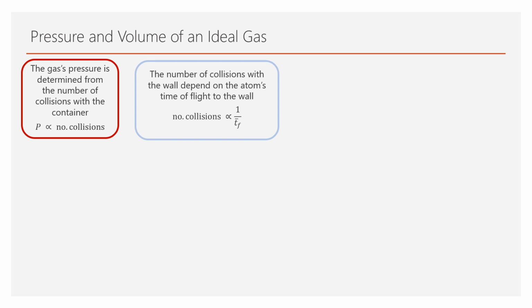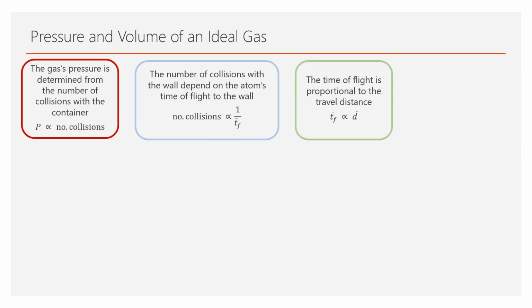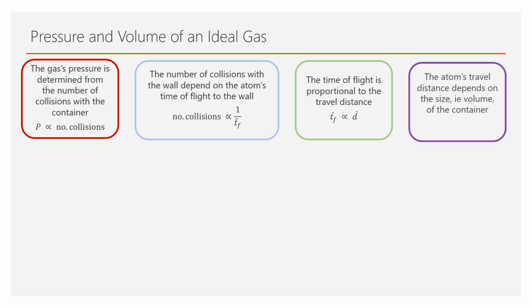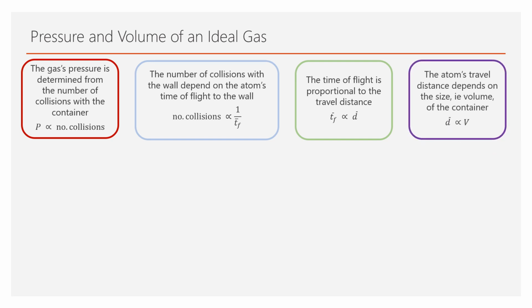Longer times will mean there are fewer collisions, and so the number of collisions is inversely proportional to the time of flight. The time it takes a molecule of gas to reach the wall will depend on the traveled distance. Longer distances take longer time for a given speed. And the travel distance will depend on how big the container is, so the distance is proportional to the volume. Combining these four pieces of logic together, we come to Boyle's law, which says that so long as the amount of gas and the gas's temperature are constant, the pressure will be inversely proportional to the volume.